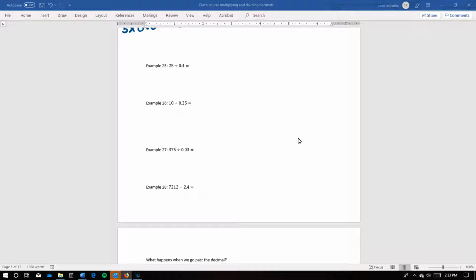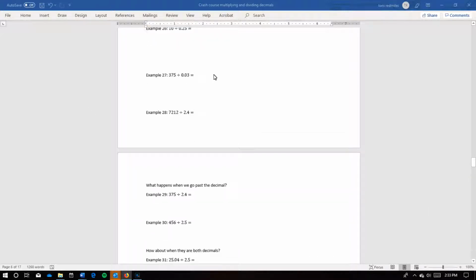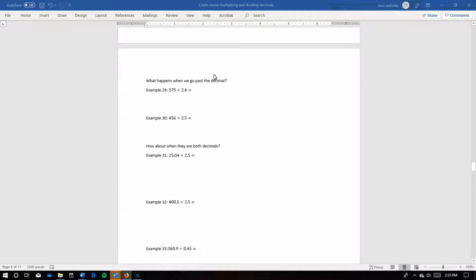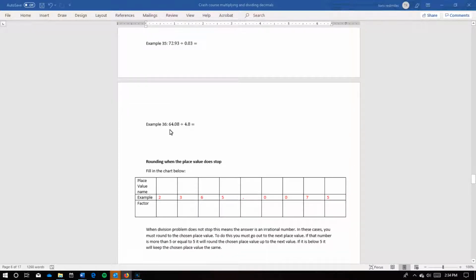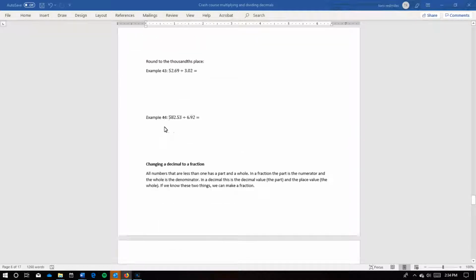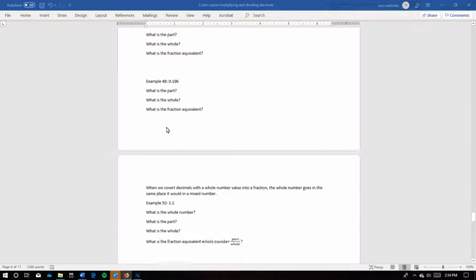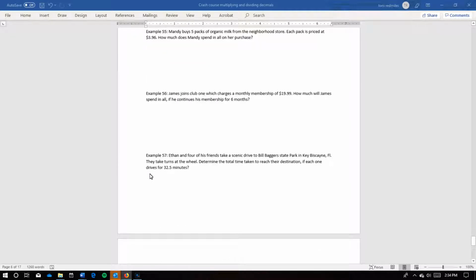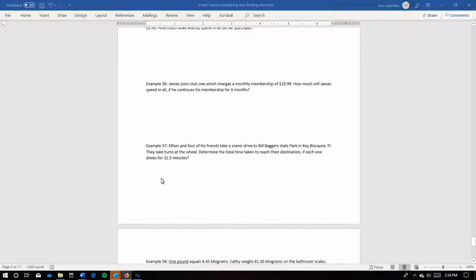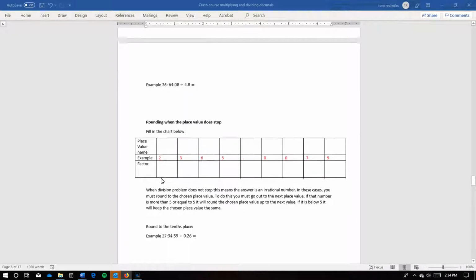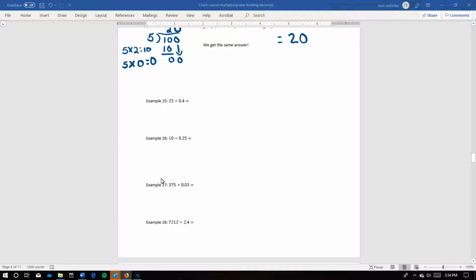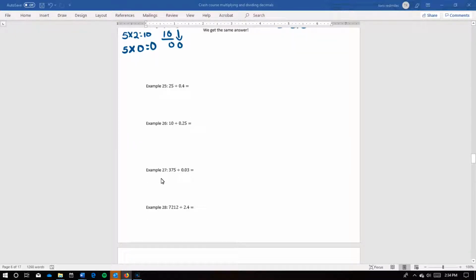Okay, so we're going to conquer example 25 in the workbook all the way down to 36. Rounding will be its own video, and then changing a percent to decimal will be its own video, and then the word problems will be yet another. There are 60 examples in this particular workbook. So let's go ahead and get started with example 25.